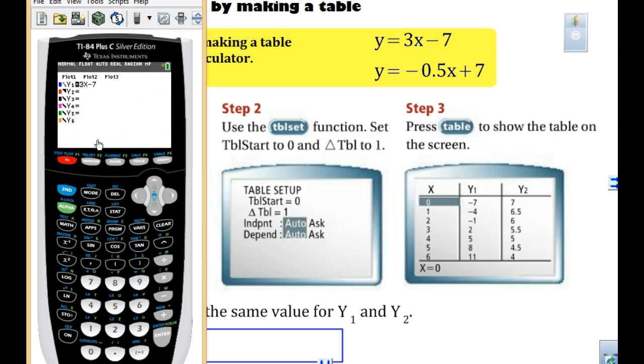Some of you are putting in that second equation, so you go down to 2. The reason yours isn't working is you used a minus here. This is negative. You must use this negative button. So you're going to use negative down here. Then you're going to put in 0.5 and the x, and you're putting in plus 7. If yours said error, dim mismatch, it's because you probably used the minus here, and it should be negative. And now I get graph.